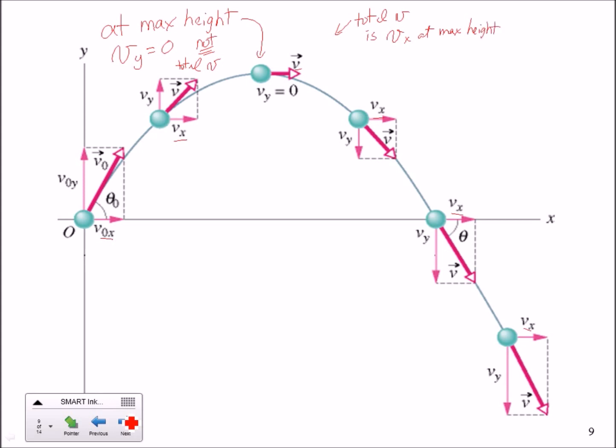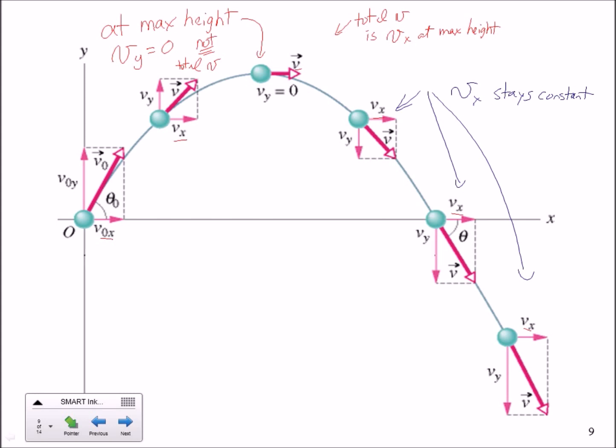If you add the x component of the velocity to nothing, which is what the y component is, you get that x component. Again, in this we see that this x component stays constant. So at the beginning, if the x component is 20 meters per second, at the highest point, the x component of the velocity is still 20 meters per second. All through the flight, the x component is 20 meters per second.